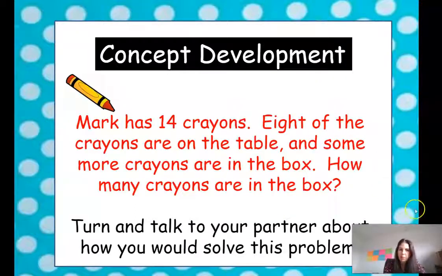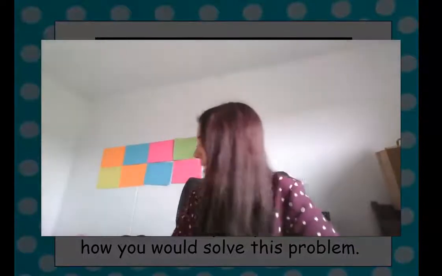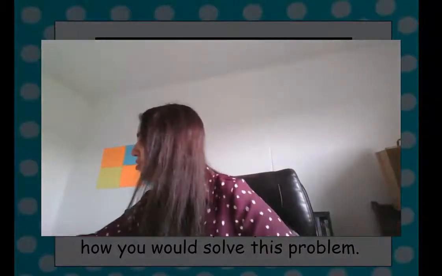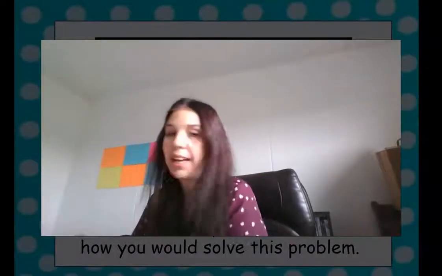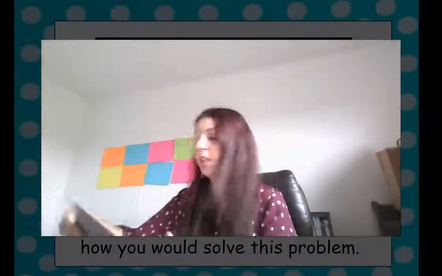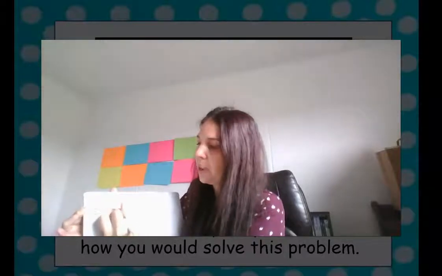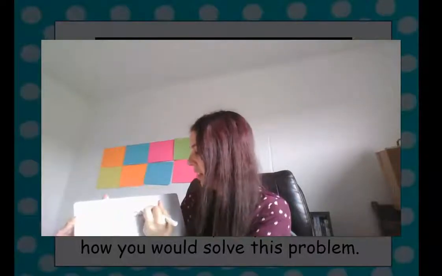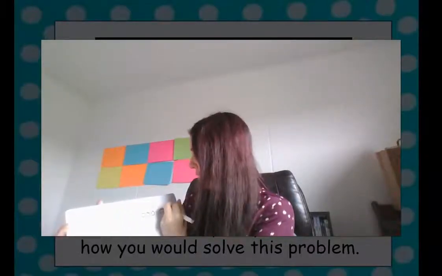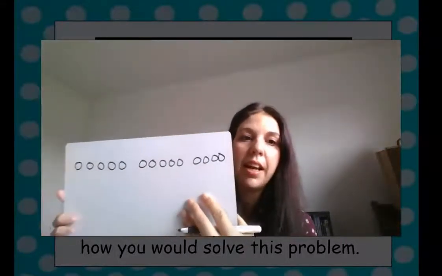Except I'm going to draw it on my whiteboard. 14 crayons and 8 crayons are on the table. So I'm going to start by drawing. I'm going to draw 14 crayons. Okay? And you guys should do this on your whiteboard or your piece of paper. And I'm just going to draw circles. And I'm going to draw 14: 1, 2, 3, 4, 5, 6, 7, 8, 9, 10, 11, 12, 13, 14. So I drew 14 crayons.